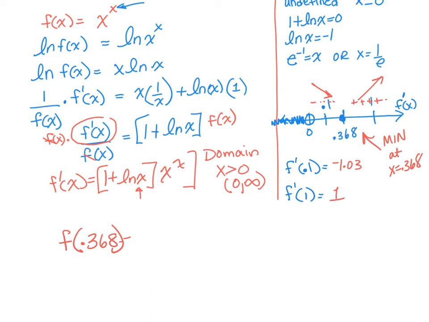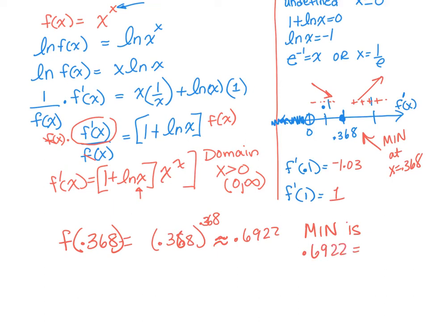So let's find the function value at 0.368. So that would be, let's see, 0.368 raised to the 0.368. And of course there's some rounding here. We get 0.6922 approximately. So the minimum is 0.6922, and that occurs at 0.368. So keep in mind the minimum is the y value.